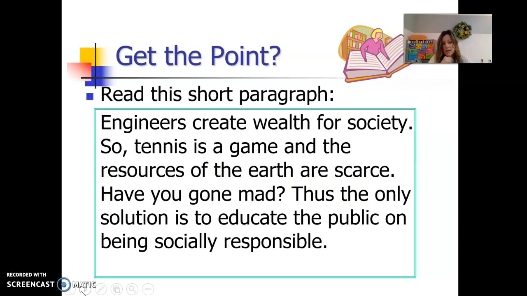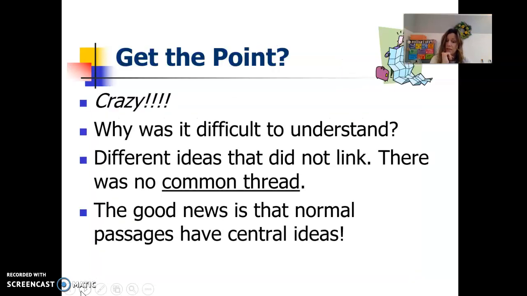So, do we get the point about this? Let me read this out loud to you and see if it makes any sense to you. Engineers create wealth for society, so tennis is a game, and the resources of the earth are scarce. Have you gone mad? Thus, the only solution is to educate the public on being socially responsible. This is a crazy paragraph. It was difficult to understand because the ideas did not link. It was just a mesh of all types of different ideas. There was no common thread, no central idea. So, normal passages have central ideas, and that's a good thing because we want organization and we want to be able to understand what we're reading.